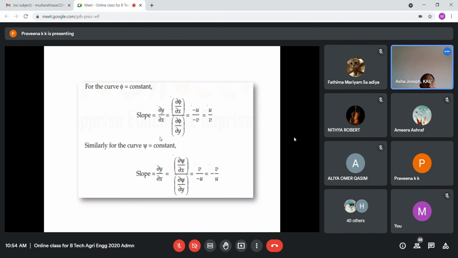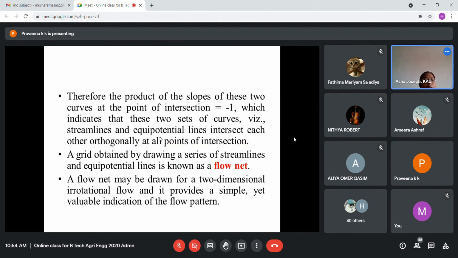Okay, now continue. Therefore, the product of the slope of these two curves at the point of intersection is equal to minus 1, which indicates that these two sets of curves, streamlines and equipotential lines, intersect each other orthogonally at all points of intersection. This orthogonal property you have already studied in previous classes, plus one and plus two.